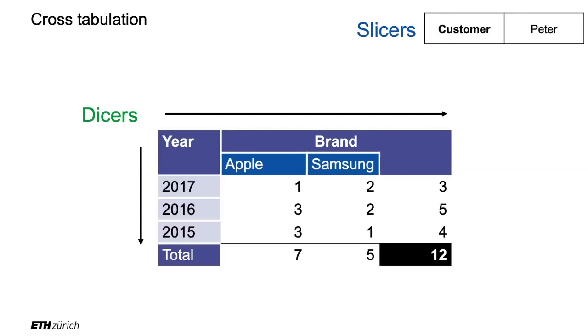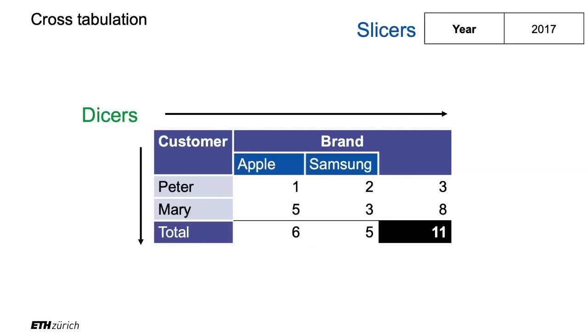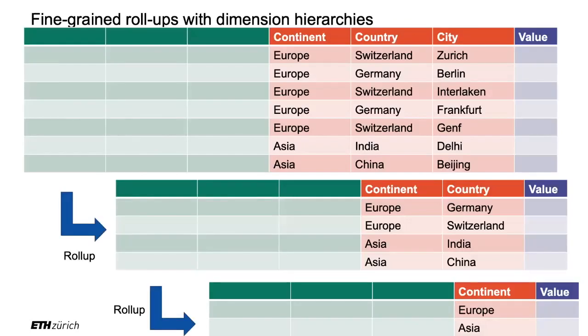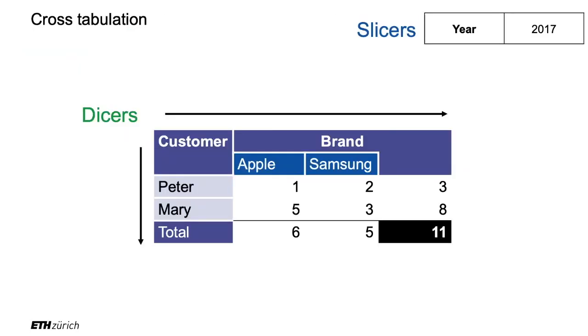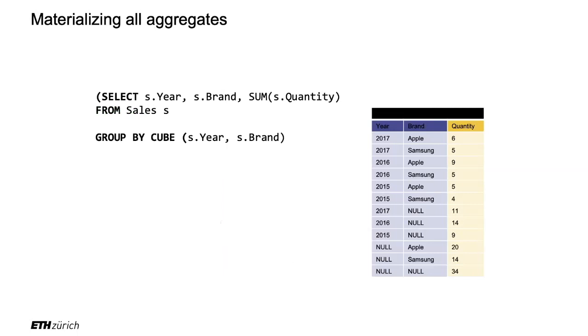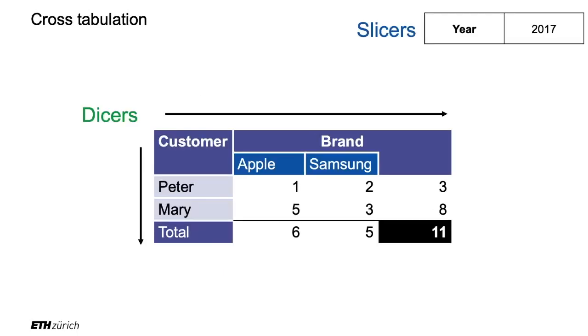Or I could, on the contrary, slice on the year 2017, and then dice instead on the customer and brand, right? It changes my view again, but this is still the same cube. I'm just, you know, slicing and dicing my cube in all directions, right? Okay. So this is the visual for what we did in SQL right here. So you see it all connects to what we've done before.